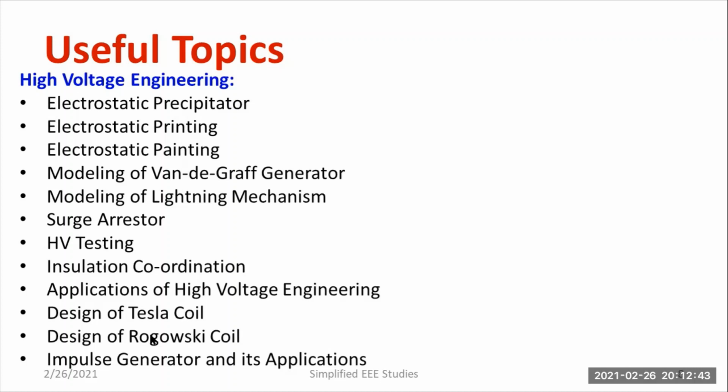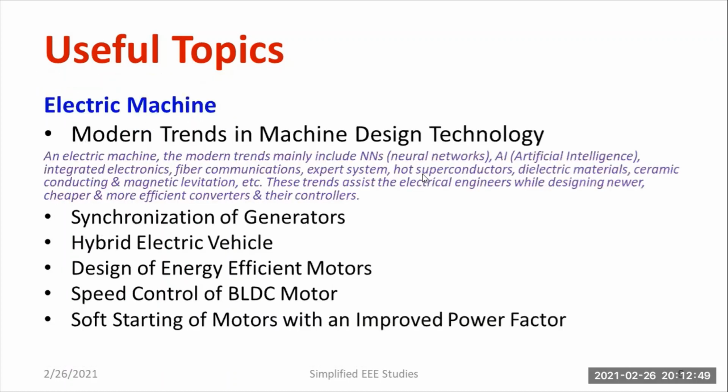Then design of impulse generator. That's also quite a lengthy topic. Okay, these are the few topics which I noticed from high voltage engineering. From electrical machines also we can note down a number of topics. There is no limit. Modern trends in machine design and technology. Similarly, applications of neural network, AI, everything can be applied in the area of machines as well.